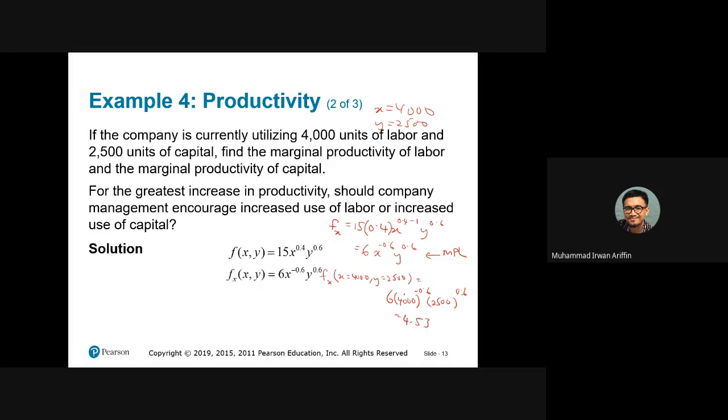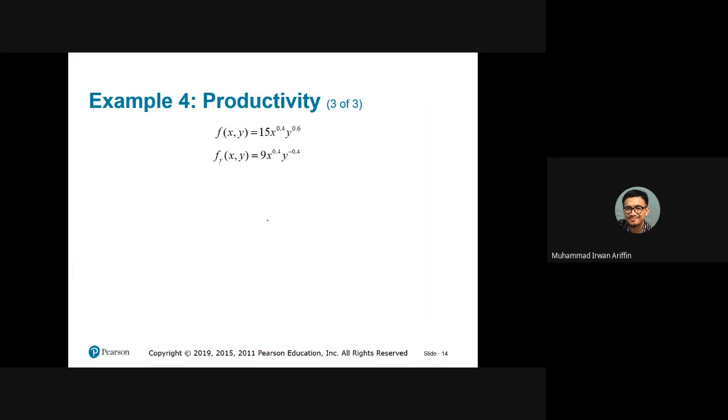4.53. So this is the marginal productivity of labor currently. Similarly, we do the same for capital, and this is the marginal productivity of capital. Then we substitute the values, and we get 10.86. So this is the marginal productivity of capital.